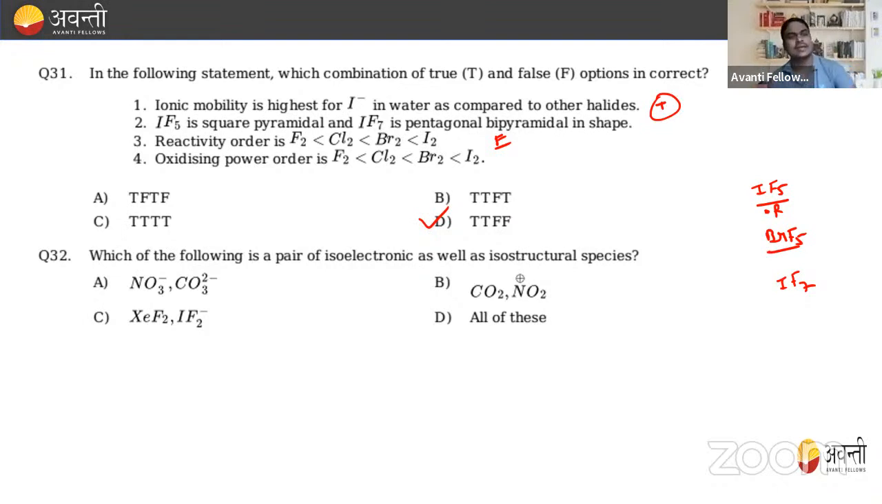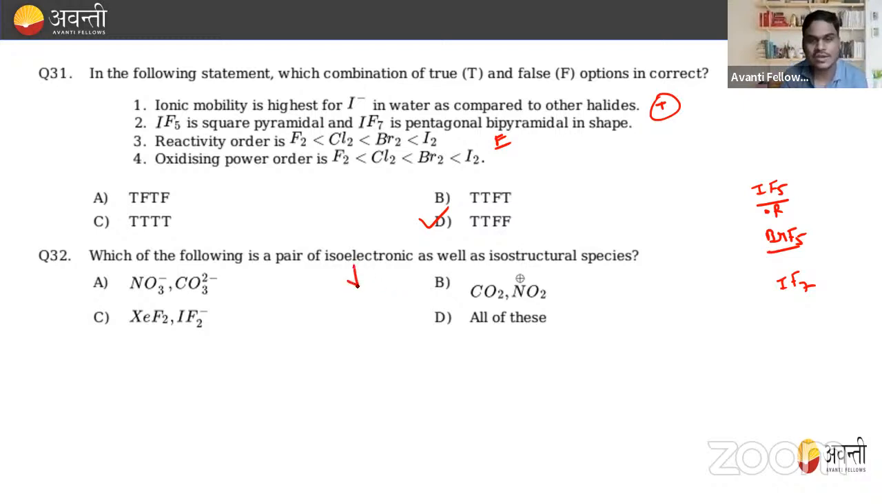Okay, now move to the next question. What does the question ask, beta? Which of the following is a pair of isoelectronic as well as isostructural species, right? So what do you mean by the terms isoelectronic and isostructural, right?